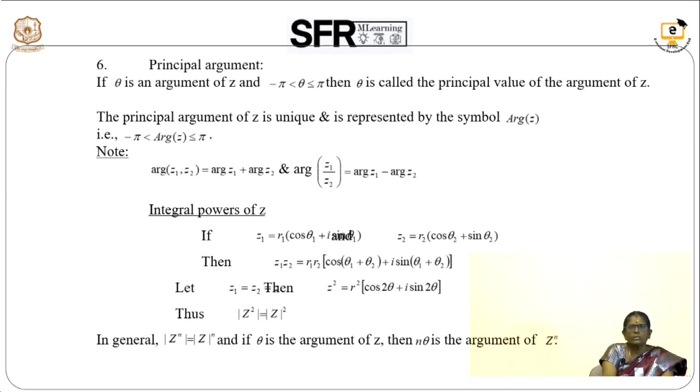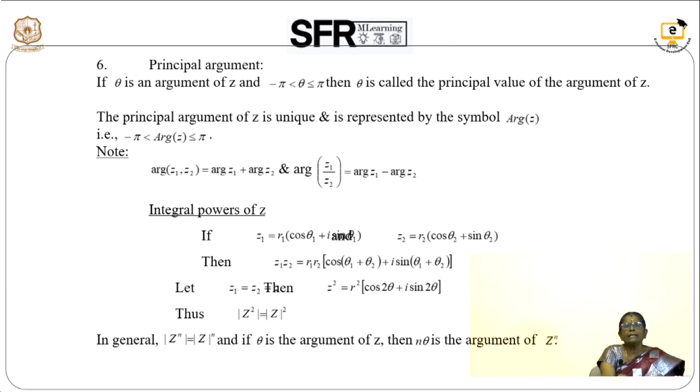Here theta equals the argument of z, and the argument value theta always lies between minus pi and less than or equal to plus pi, whereas the principal value of the argument of a complex number is denoted by capital Arg z, and its bound varies from minus pi to plus pi. Another formula: argument of z1 z2 equals argument z1 plus argument z2, and argument of z1 by z2 equals argument of z1 minus argument of z2.